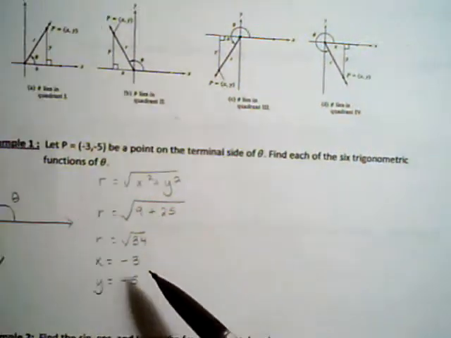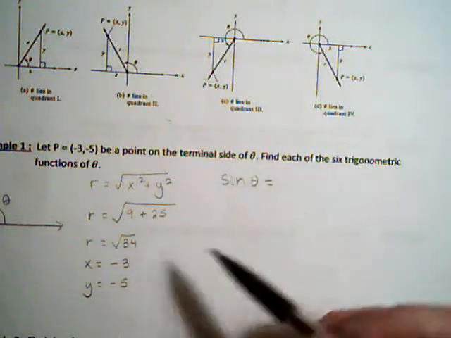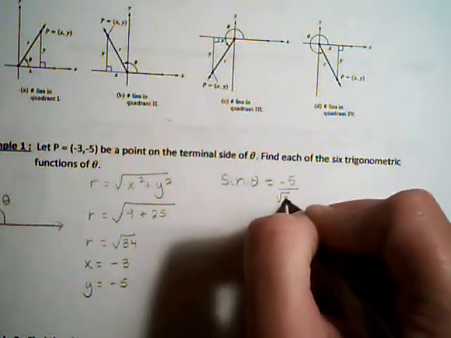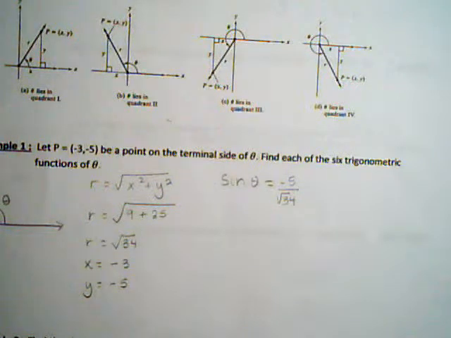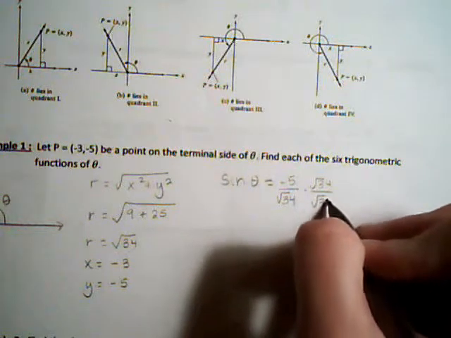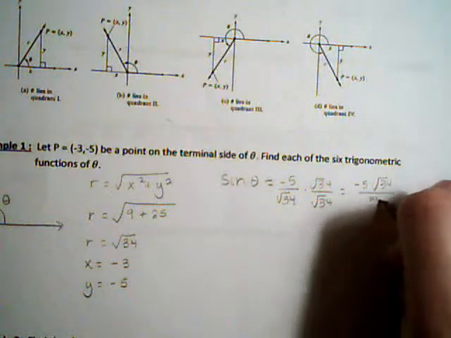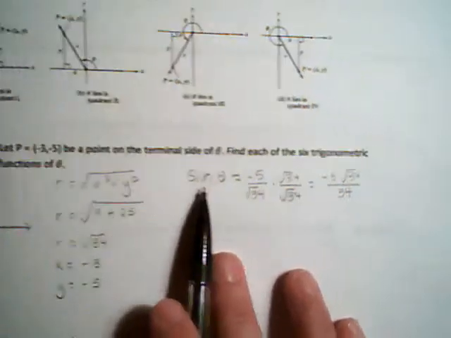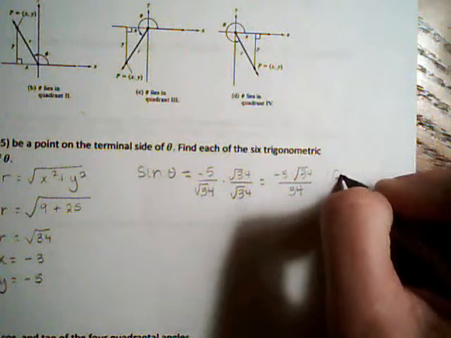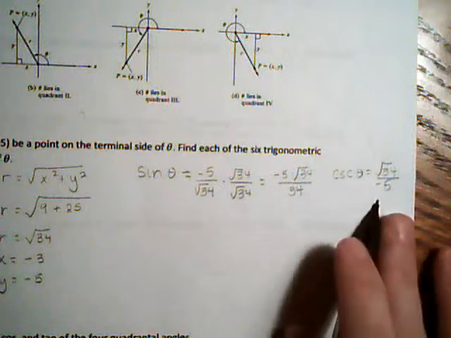Now to find my values, the sine of theta would equal y over r, so that would be negative 5 over the square root of 34. Remember, we have to rationalize. If I rationalize my denominator, we would have negative 5 square roots of 34 over 34. That's the sine. If we want to do the reciprocal, cosecant of theta would be the square root of 34 over negative 5.